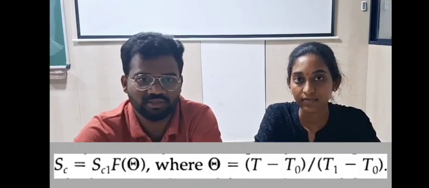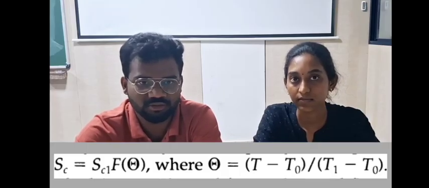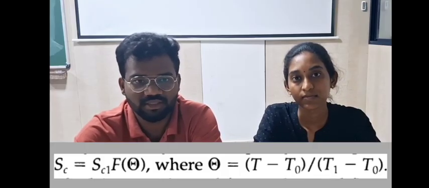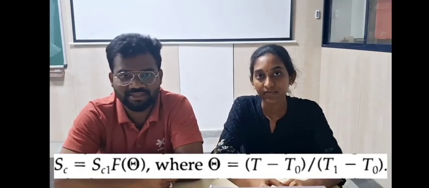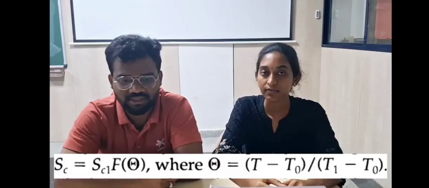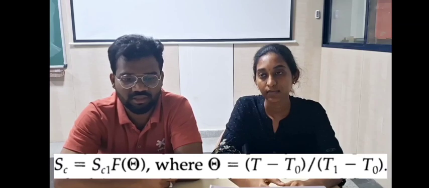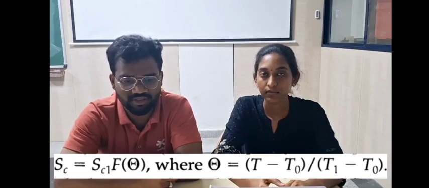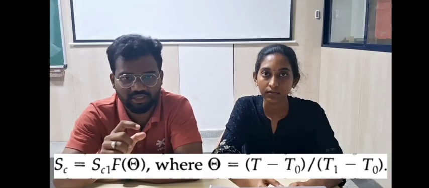Here that equation can be represented as SC equals SC1 f of theta, where theta is a function of temperature, theta equals T minus T naught by T1 minus T naught, where T is the local temperature in the catalyst bed, and SC1 and T naught are empirical constants for the given reactor inlet conditions. Here capital T is a variable, varying with Z. That means T is varying in the axial direction only.